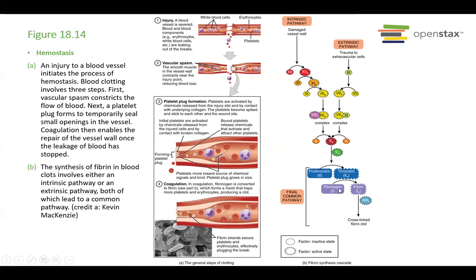And what does thrombin do? Thrombin converts fibrinogen into fibrin. Fibrin is going to cause a meshwork. It's going to cause blood platelet plug formation, forming a thrombus.